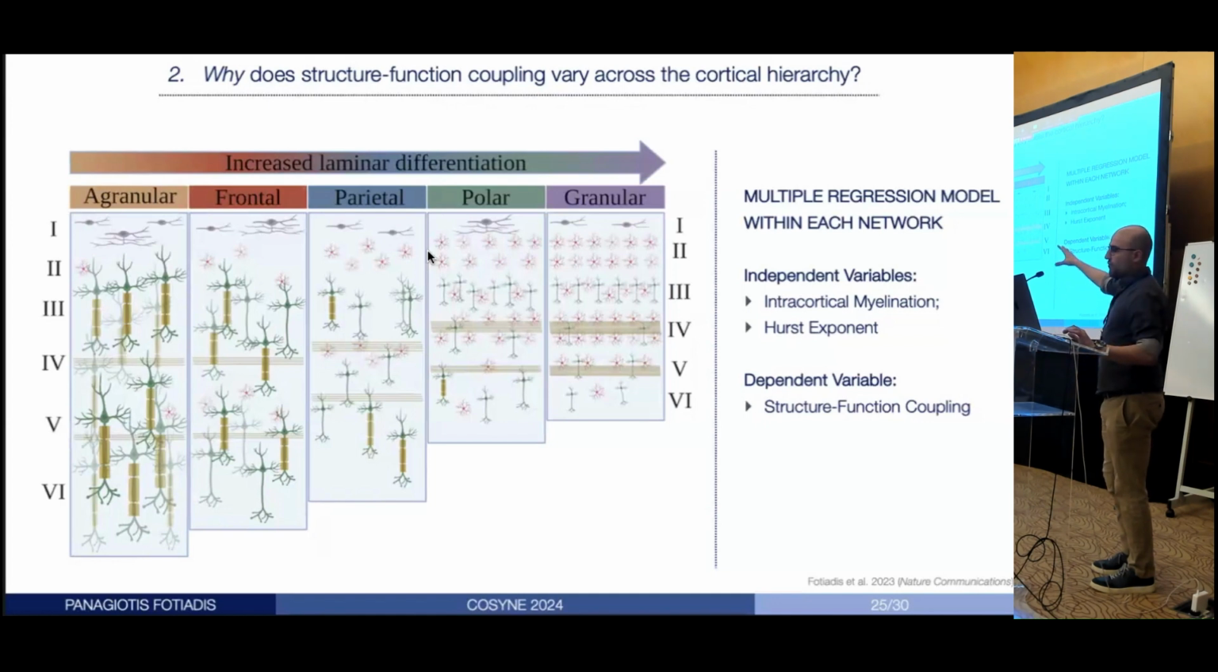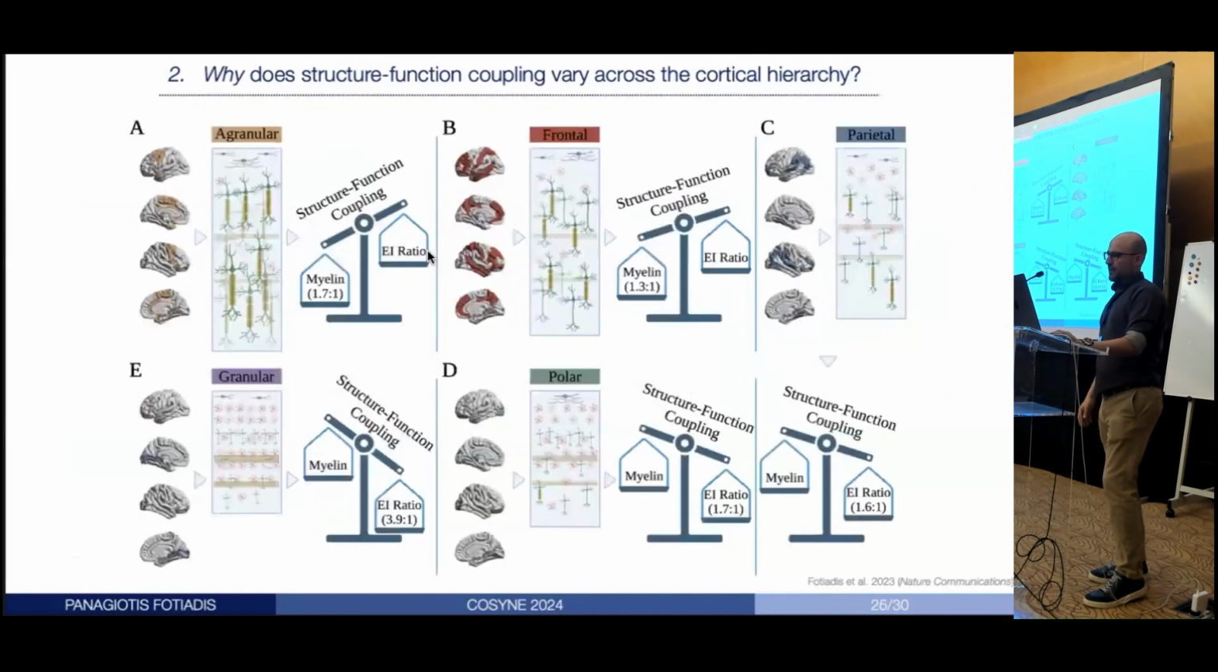So for example, if we take the agranular cortex, we performed a multiple regression model where the independent variables were the 2 biological markers of interest, myelination and the Hurst exponent, and the dependent variable was structure function coupling. And we did that for all 5 networks. And we just tried to see, when you correct for both of those variables, which ones continue to correlate with structure function coupling.